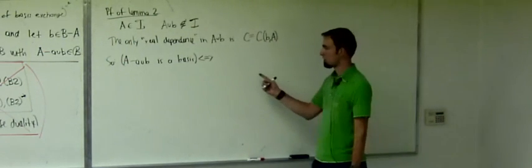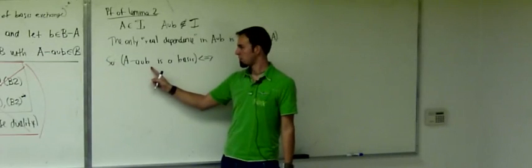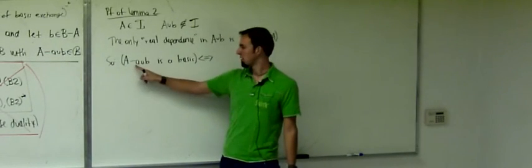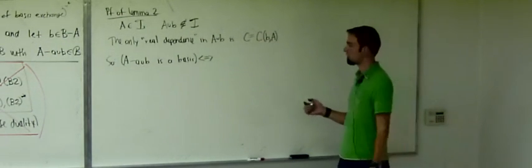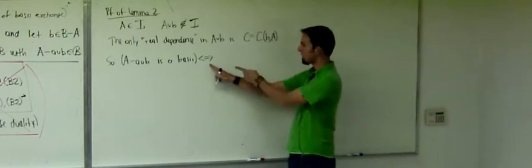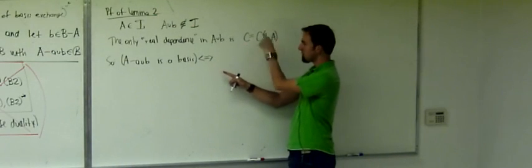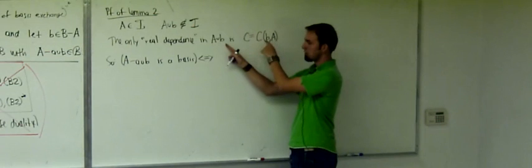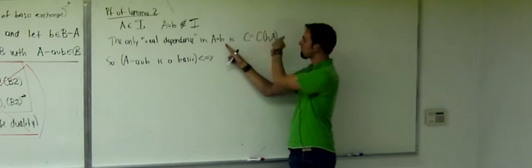This guy, A union B, is dependent. Now I want to make it independent by removing an element, little a. How can I do that? Well, basically what I need to do is break this dependence. A union B has a dependence, it's this one. So if I want to get rid of that dependence, what I have to do is break it.